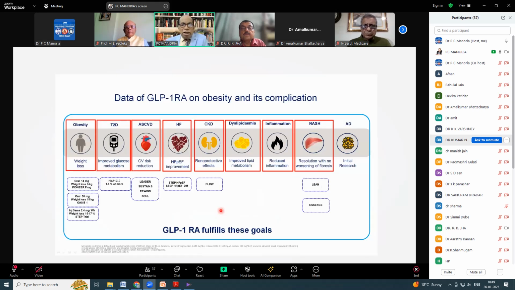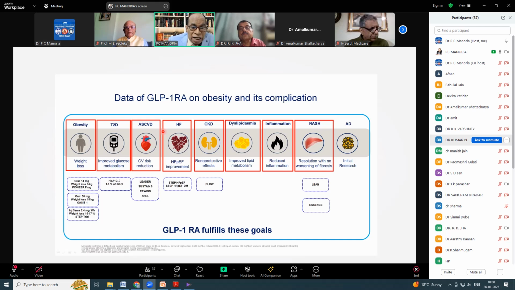So in summary, when we look at the data of GLP-1 receptor agonists on obesity and its complications, we have significant weight loss with semaglutide 2.4, almost to the tune of 15 to 17%. Oral sema 14, 5 kg. Oral 50, which is in the process of evolution, 15 kg. Massive reduction in weight, massive reduction in HbA1c, 1.5.